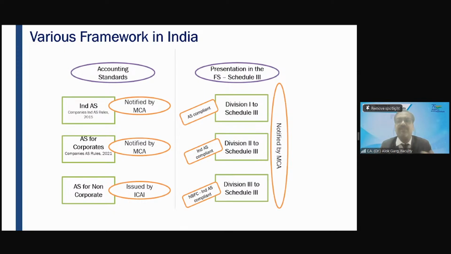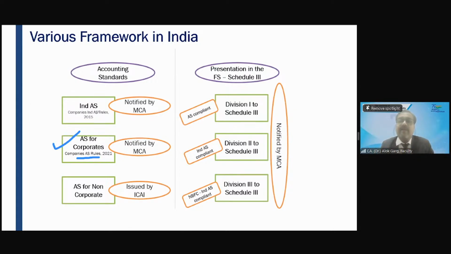So friends, we have accounting standards, AS, and these accounting standards are notified by the Ministry of Corporate Affairs under the Companies (Accounting Standards) Rules 2021. In your CA Inter, you have read accounting standards, AS. Accounting standards are applicable to a few sets of entities, which I will discuss.